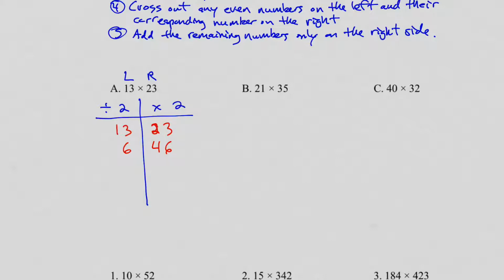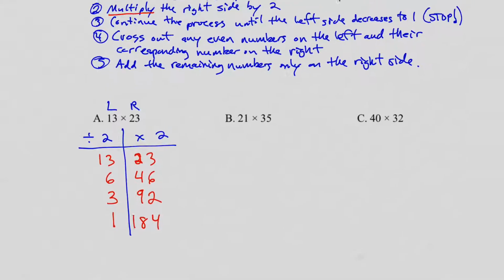And then you don't have to go straight across. You can go straight down and then go to the right and go straight down. I'm just going to go straight across. So divide 6 by 2, you get 3. And multiply 46 times 2, you get 92. Divide 3 by 2, you get 1.5. We're going to drop the 0.5 and write a 1. And then 92 times 2 is 184. Okay?